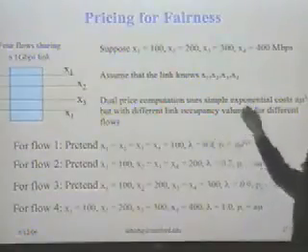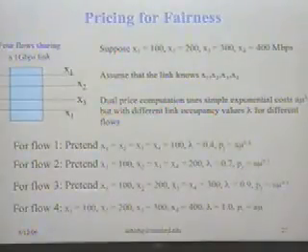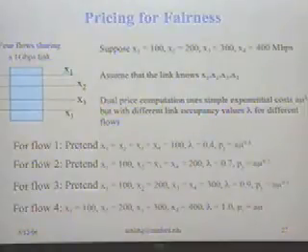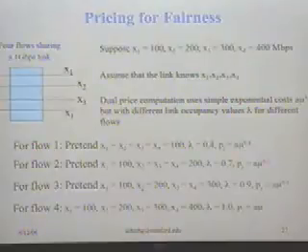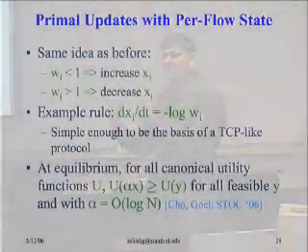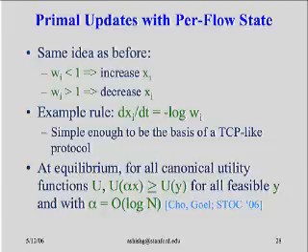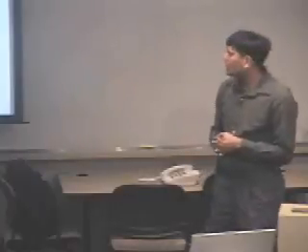So I gave this pricing scheme for fairness, but it only works if the router can maintain per flow state. And what that means in the cake example is that every cake has to remember how much of it was eaten by which guy. So here's how the primal updates work.